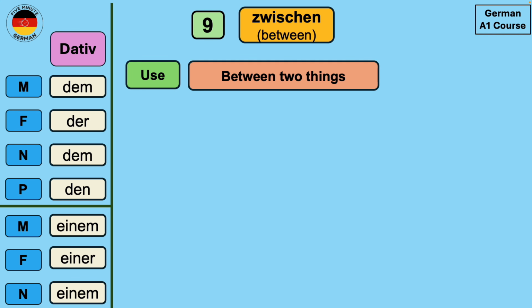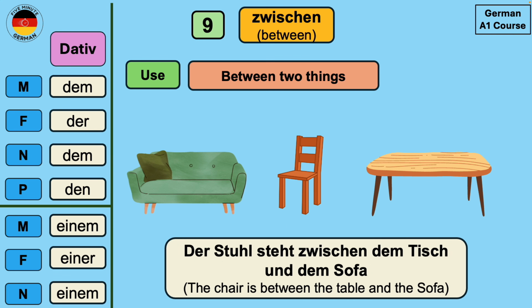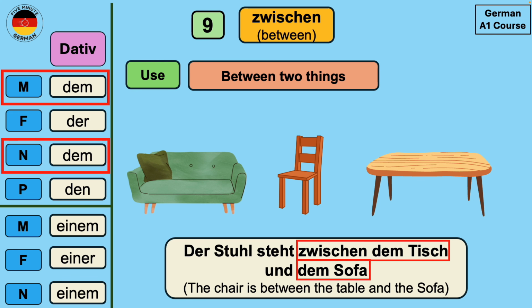So suppose that in your apartment you have this sofa and this table, and you have some empty space in between which you want to use, so you put a chair between them. Then you can say, der Stuhl steht zwischen dem Tisch und dem Sofa. The chair is between the table and the sofa. So in this case, we use the dative article for Tisch as well as for the sofa. So for both the things you have to use the dative article.